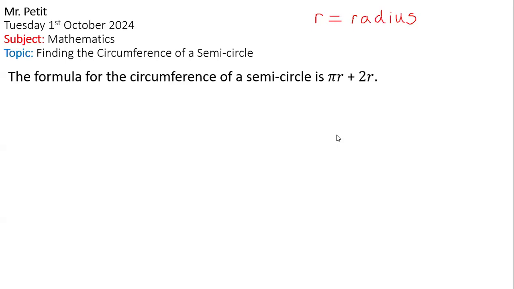Okay. Aiden, what is the formula for finding the circumference of a semicircle? Pi r plus 2r. Very good. And Malia, what's the formula? Pi r plus 2r. Very good. And Alexander, what's the formula for finding the circumference of a semicircle? The formula is pi plus 2r. No. Pi r. Pi r plus 2r. Very good.